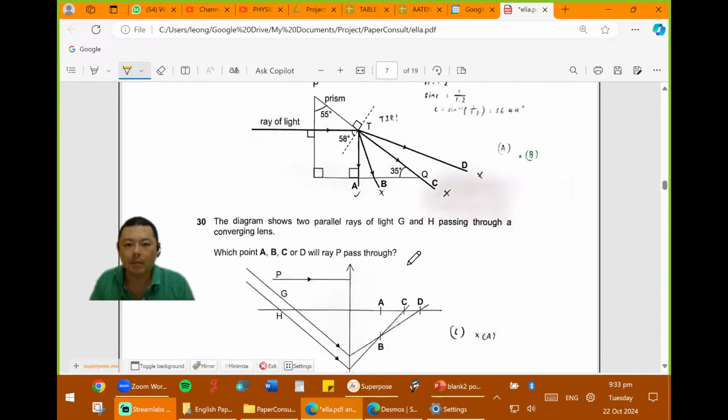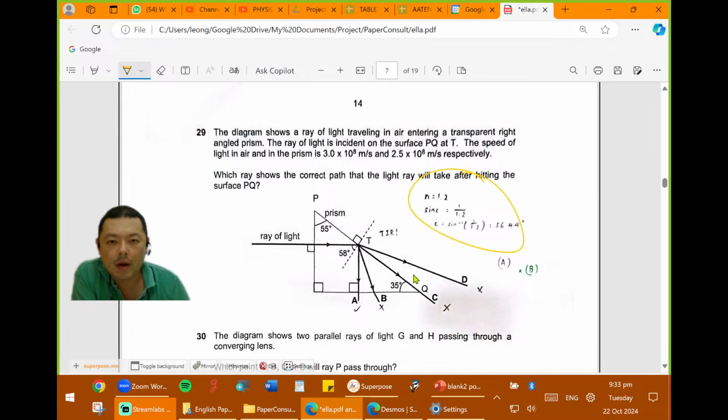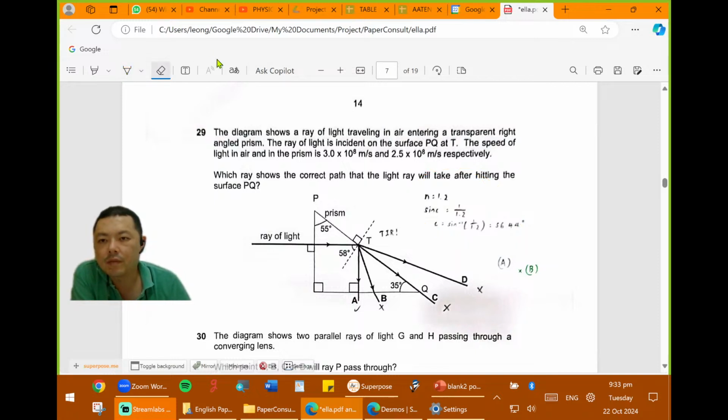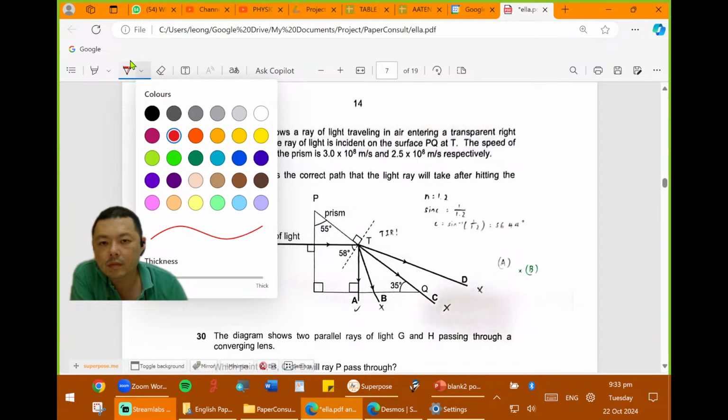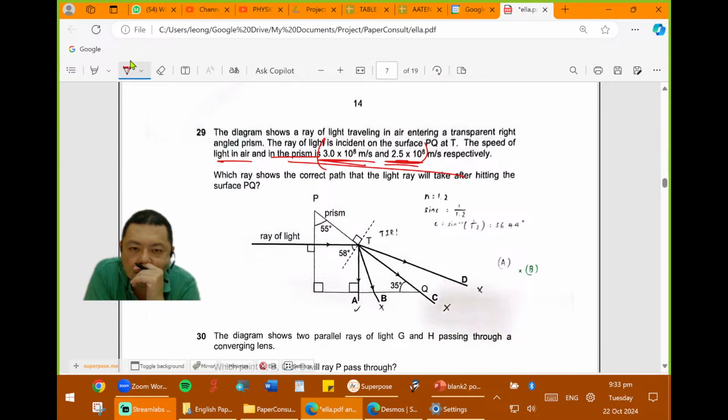This one. Wow, your light is still. Yeah, I see you're working here, right? Then I ask you, what's the point of them giving you this info here? They tell you the speed of light in air and the speed of light in the prism is this. What's the point of giving you speed? Refractive index.